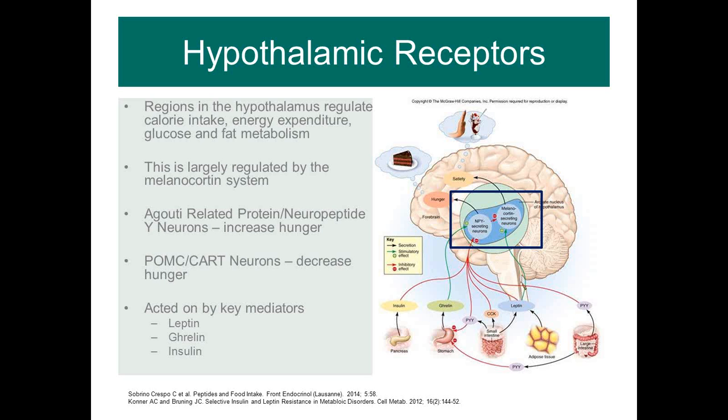This region is largely regulated by the melanocortin system, which is broken into two neuronal sets. We have the NPY neurons, which release peptides that are designed to increase the perception of hunger, and the POMC neurons, which secrete peptides which are designed to decrease hunger. These two regions directly communicate with one another and work to inhibit and express each other in a cooperative fashion, and are acted on by key mediators: leptin, ghrelin, and insulin.